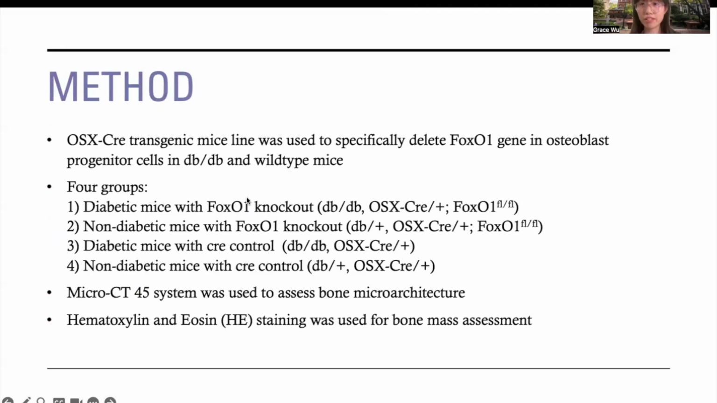To test the hypothesis, the Osterix-Cre transgenic mice line was used to specifically delete the FOXO1 gene in osteoblast progenitor cells in diabetic and wild-type mice. Four experimental groups of 3-month-old mice were utilized. The femurs of the mice were harvested at 3 months of age. Bone microarchitecture was assessed using the microCT system, and hematoxylin and eosin staining was used for bone mass assessment.